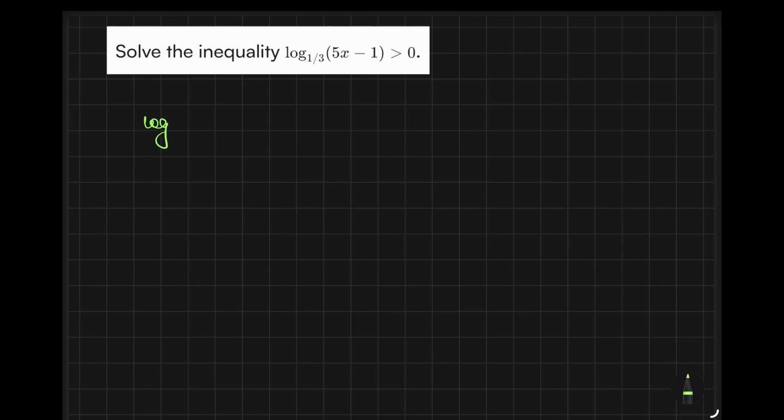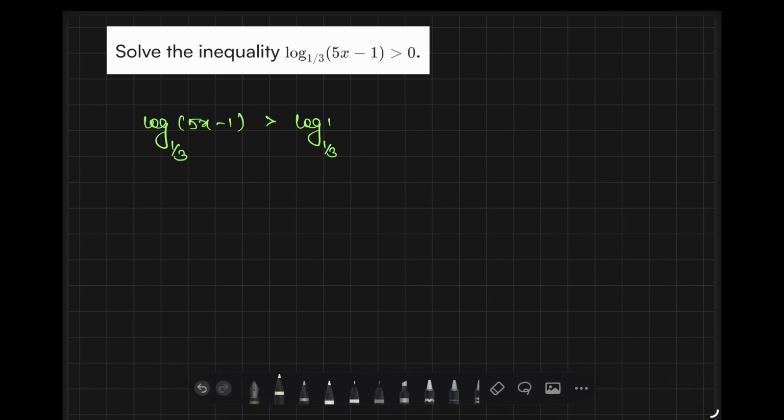First, write down the question. Log of 5x minus 1, base 1 by 3. Now, do you know any value of log for which log produces 0? Yes, it is 1. And to make this question much more convenient, I'll take the base as 1 by 3. Okay, so this is our function.